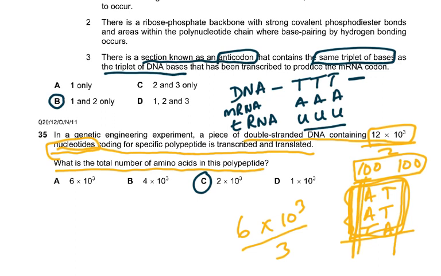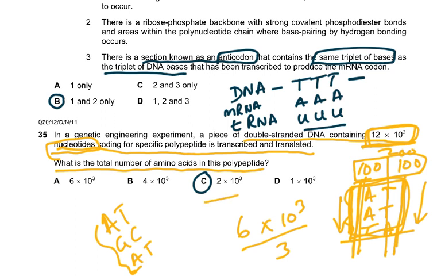So 10 on this side, 100 on this side. So the total was 200. They gave you this figure 200. 12 into 10 raised to the power 3 was the number. So you know that half of these are on this side and half on this side. So 6 into 10 raised to the power 3 on one side, but then you have to divide it by 3 because every 3 bases, A, T, G, C, A, T, code for one amino acid. So that's why the answer was 2 into 10 raised to the power 3.